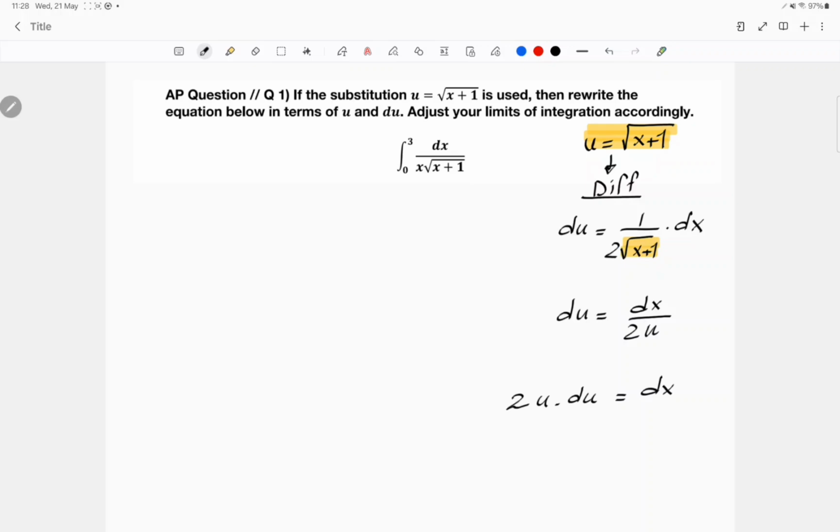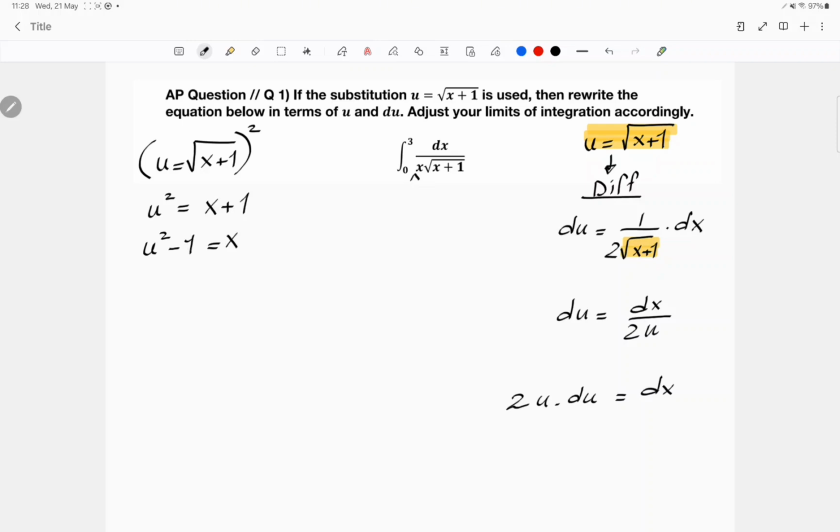Okay, that's one thing. How about x here? What to replace it with? So look, u is equal to root of x plus 1. Let's just square everything. We'll get u squared is equal to x plus 1. That means x is equal to u squared minus 1.